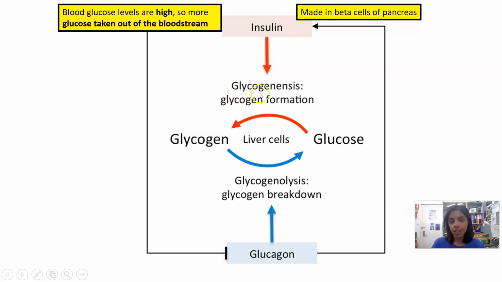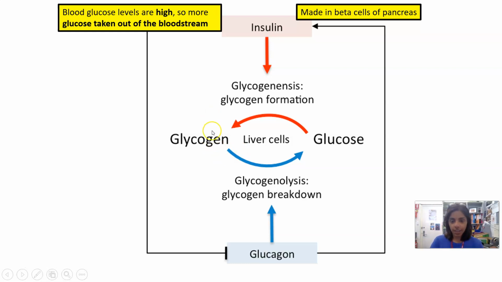insulin encourages glycogenesis, which is the formation of glycogen. So we are converting lots and lots of glucose molecules into one big glycogen molecule. And as a reminder, this happens in liver cells and also skeletal muscle cells.